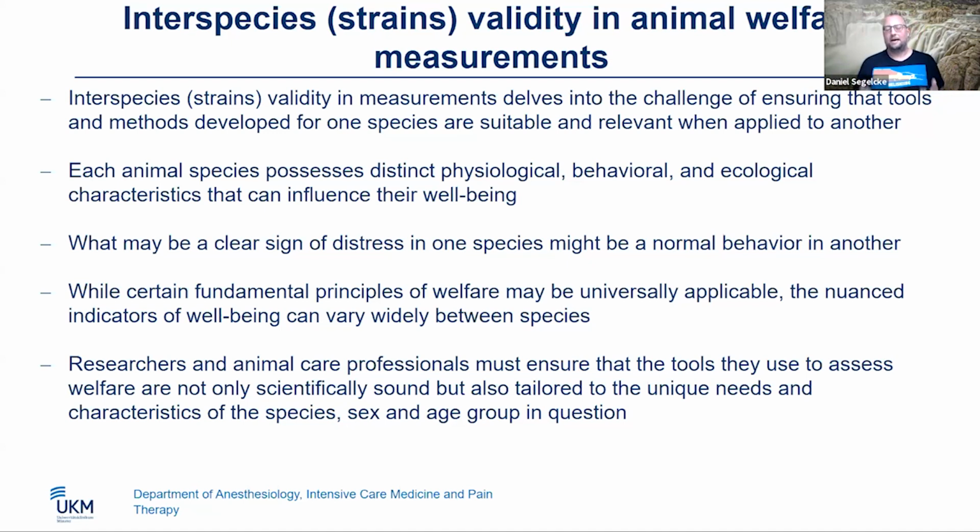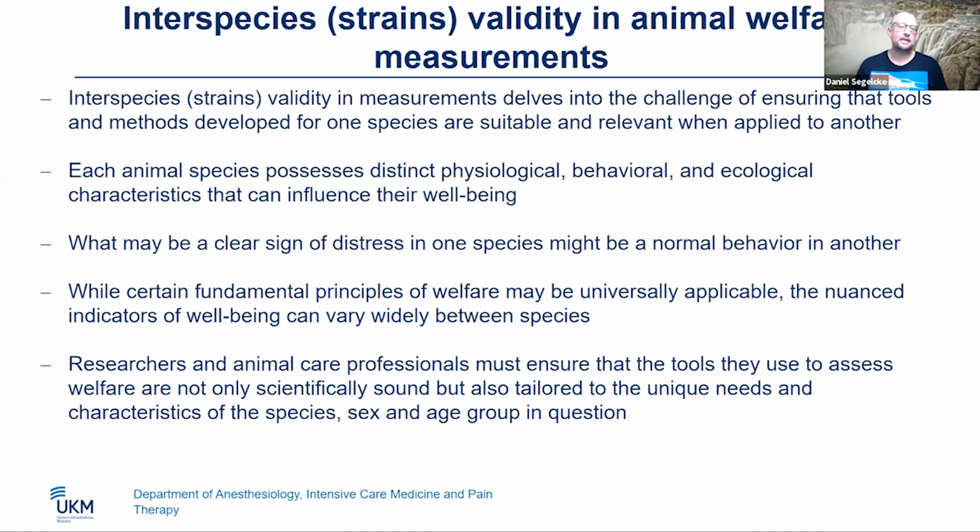For example, mice need other basic needs than, for example, a naked mole rat, or we need other needs than a mouse. One good point here is the ecological niche of the different species. What may be a clear sign of distress in one species might be normal behavior in the other species. And while certain fundamental principles of welfare may be universally applicable, the nuanced indicators of well-being can vary widely between species, but also in different ages, sexes, or different strains.